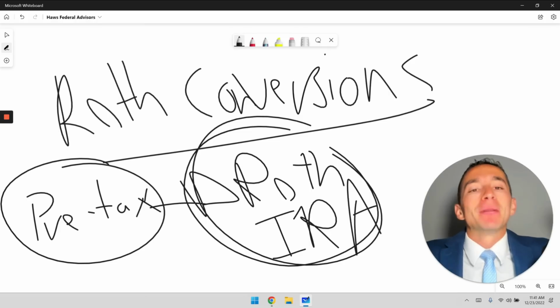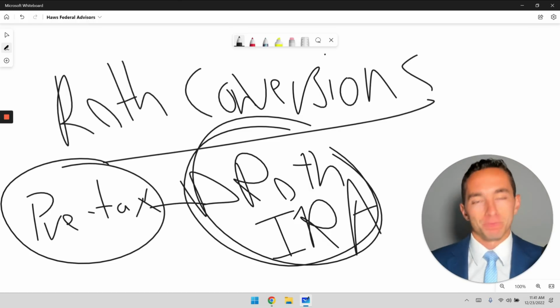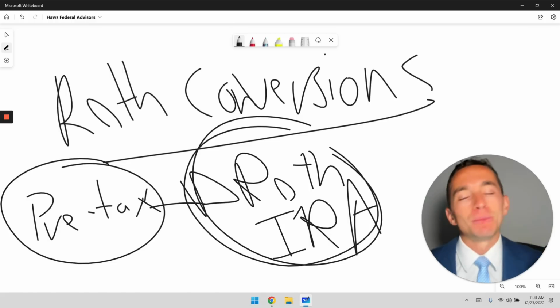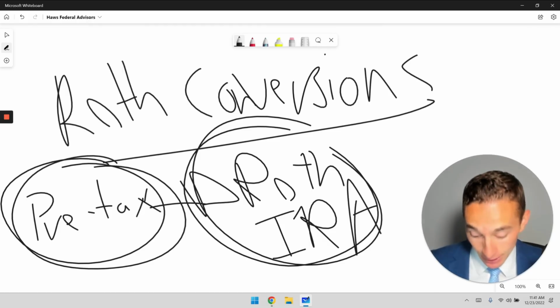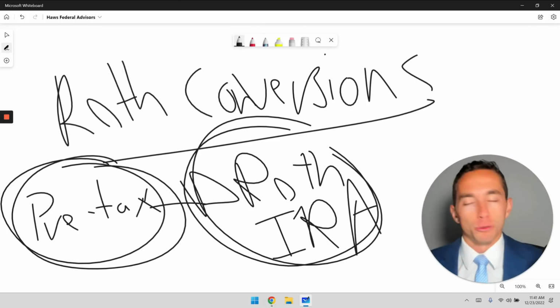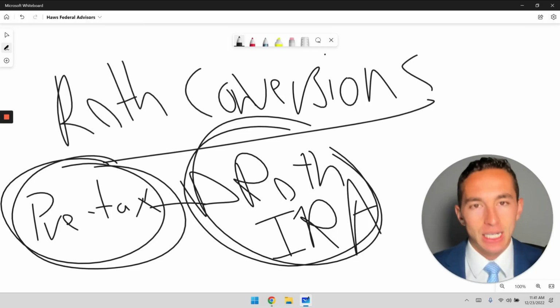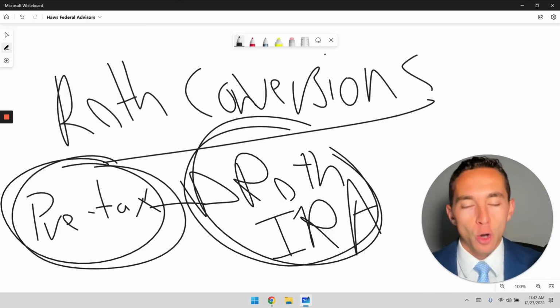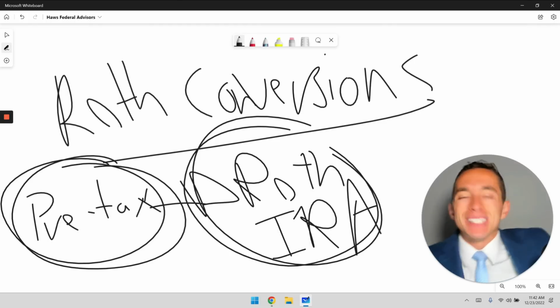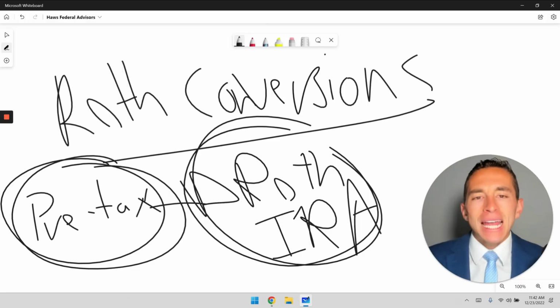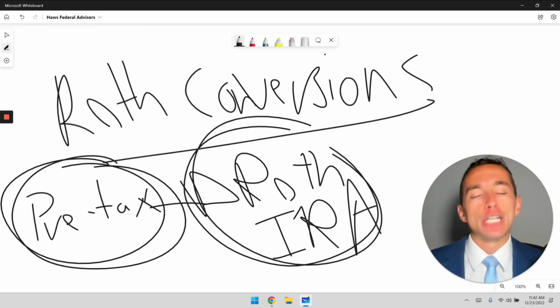So this strategy can be incredibly powerful. However, there's a few things to know. Just because this is a powerful strategy doesn't mean we need to or want to overdo it. Let's do a simple example. Let's say you have $100,000 in your TSP, traditional IRA, whatever it is, a pre-tax account. You can technically move your entire $100,000 over to, let's say, a Roth IRA in 1 year. You could. There's nothing that says you can't.